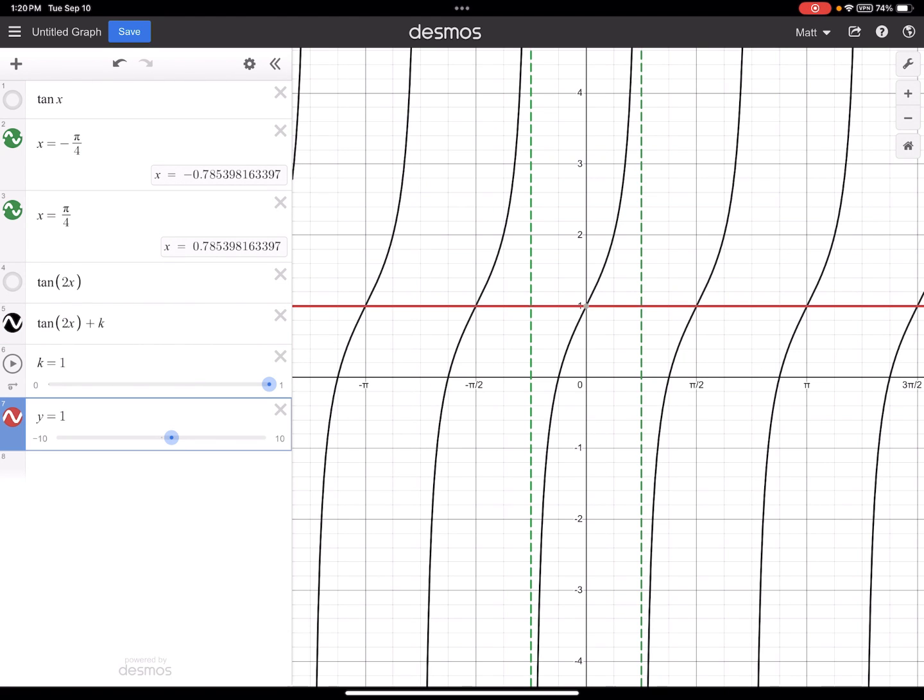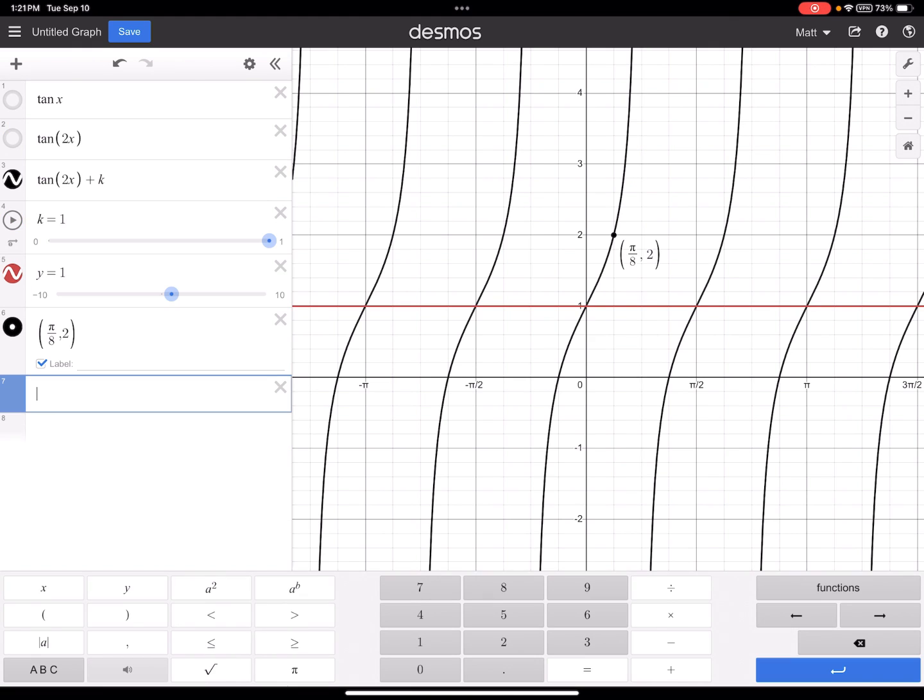And notice we will cross the graph halfway between asymptotes. So our inflection point is at 0, 1. And if you go right from 0, 1 halfway to the asymptote, then you will go up 1 unit to height 2. So that takes us to the point pi eighths, 2. I'm going to delete these asymptotes and show you how you can graph many of them at once.